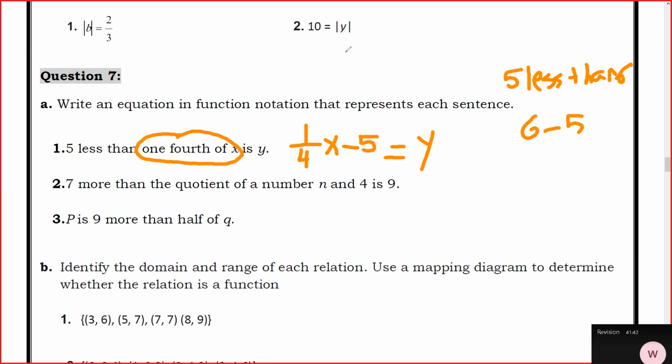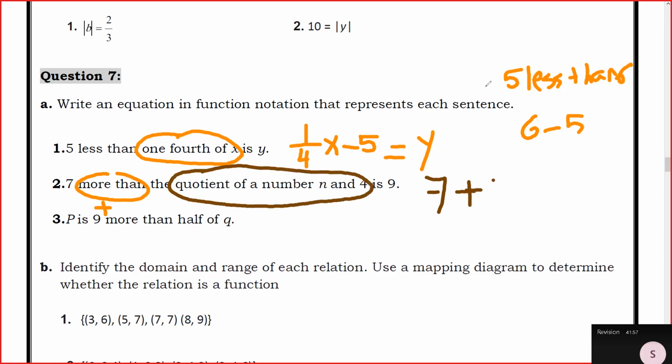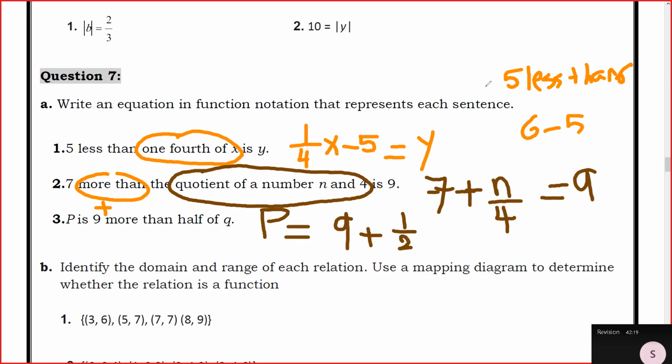Second one, 7 more than. What's the meaning of more than? This means plus. So 7 plus the quotient of a number n and 4. Now number 3. P is 9 plus Q.